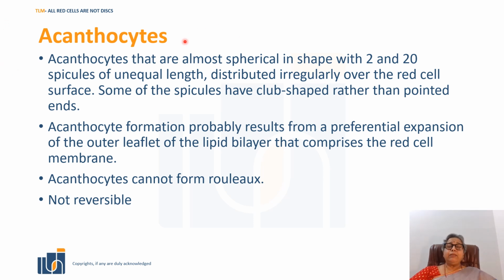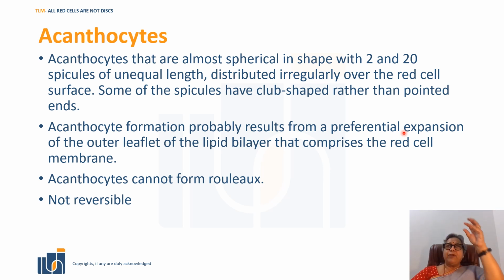Then we move on to acanthocytes. Acanthocytes are almost spherical with 2 to 20 spicules, but they are of unequal length. They're distributed unevenly, and some of these spicules have a clubbed shape rather than a pointed end. This results from a preferential expansion of the outer leaflet of the lipid bilayer that comprises the red cell membrane. As we all know, the red cell membrane is made up of a lipid bilayer, and only the outer layer will expand; the inner layer remains as such.